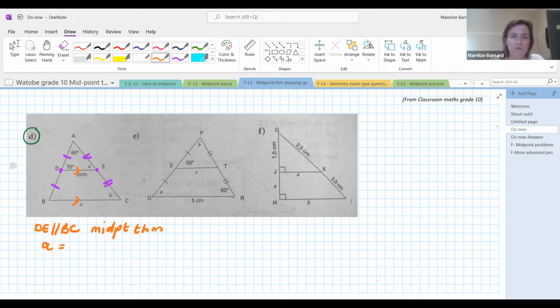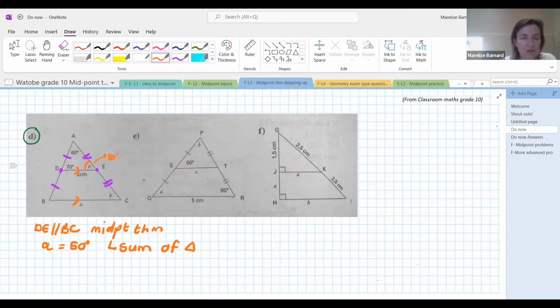Good stuff. A is 50 degrees because angle sum of triangle, or like some of you have said, sum of angles in a triangle. That's all good. Okay, so A is 50. Let's just write it down there so we know that it's there. Now B, what can we say B? What is B equal to?